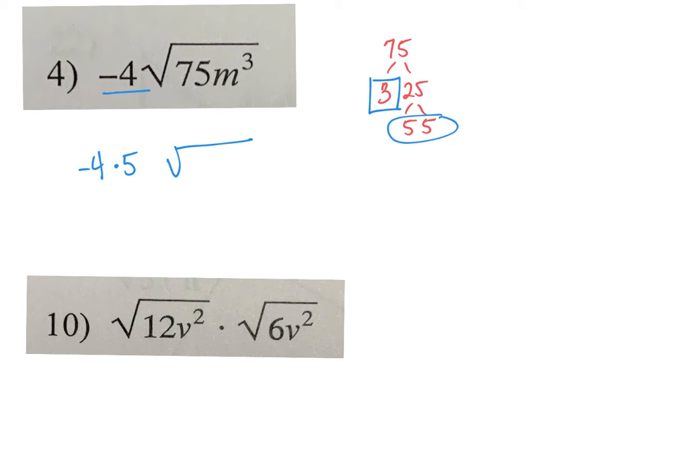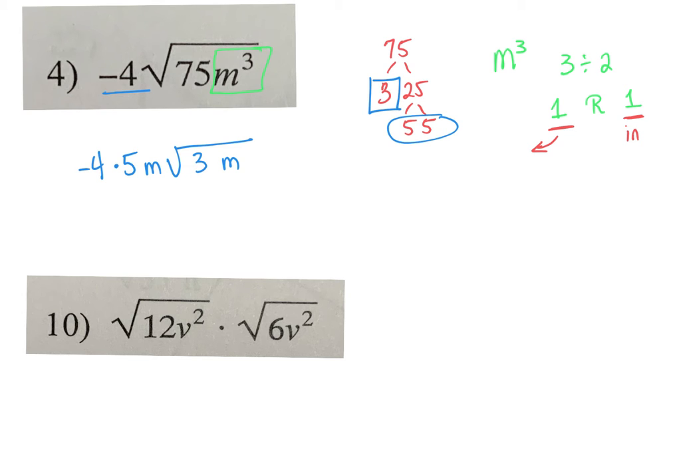And then I am going to look at my variable, the m cubed. I'm going to take that exponent and divide by 2. 3 divided by 2 is 1 with the remainder of 1. The first number tells you how many come out. The second one tells you how many stay in. So I have 1 m that will come out and 1 m that will stay in with the 3.